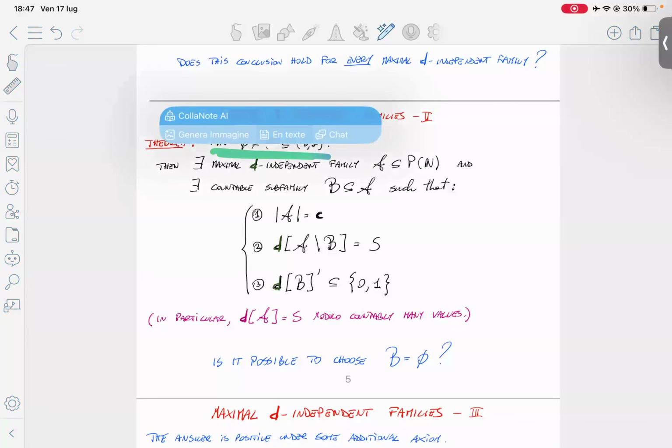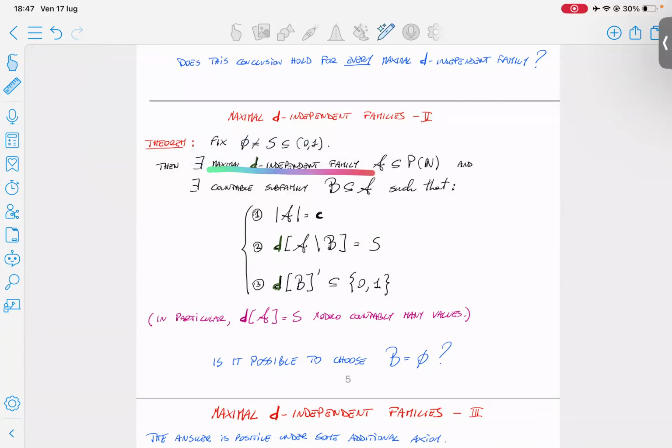Let's fix a non-empty subset of (0, 1). Then there exists a maximal D-independent family with cardinality continuum, and there exists an at most countable subfamily B of A, such that the range of A minus B is exactly the set that you like. And the set of accumulation points of this countable set is either {0, 1}, or both, or empty. In particular, this means, as written in purple, that the range of a maximal D-independent family is equal to the set that you like modulo countably many values.